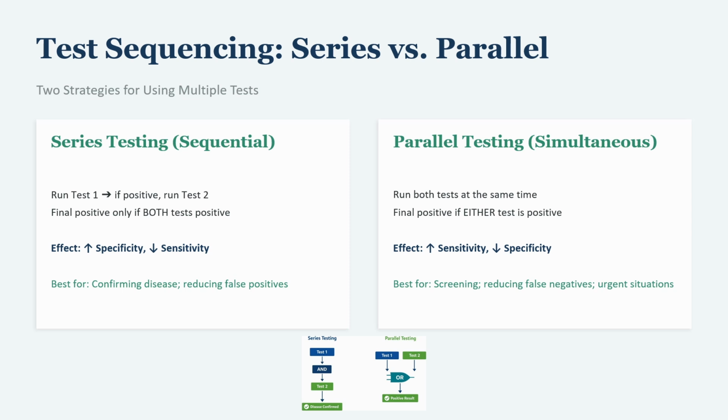In parallel testing, you run both tests simultaneously and call any animal positive if either test is positive. Think of it as an OR gate. One positive is enough. The mathematical effect: overall sensitivity goes up, because a truly diseased animal only has to be caught by one of the two tests. But specificity goes down, because a false positive can come from either test, and now there are two opportunities to generate one. The clinical rule: use series testing to confirm. Use parallel testing to screen. And notice that this maps directly onto SPIN and SNOUT. Confirmatory testing requires specificity. Screening testing requires sensitivity.